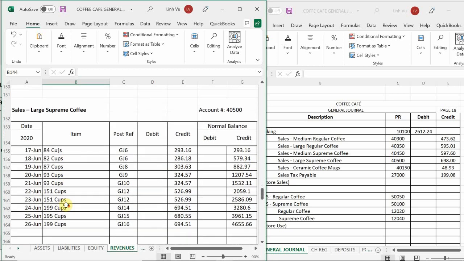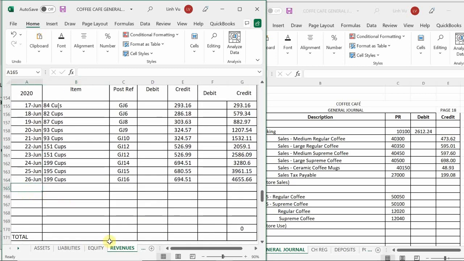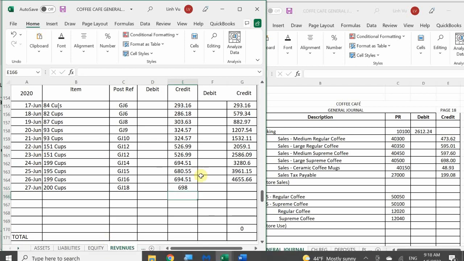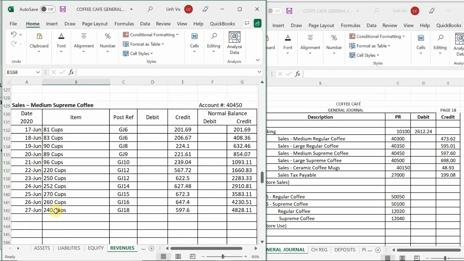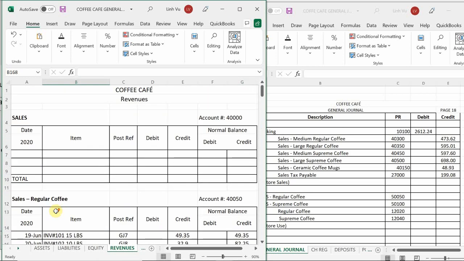My large supreme coffee. How many cups did I sell? 200 cups. For a total of $698 even, which will bring my total balance to 5,353.56. Good. Okay.